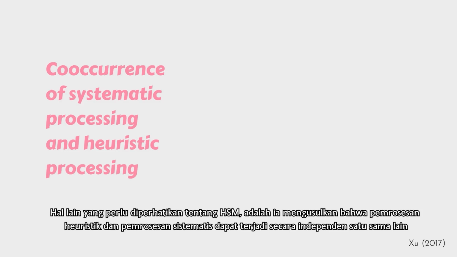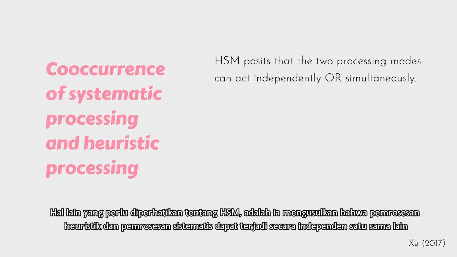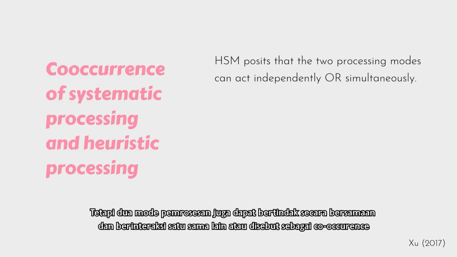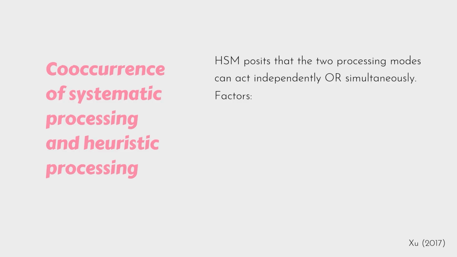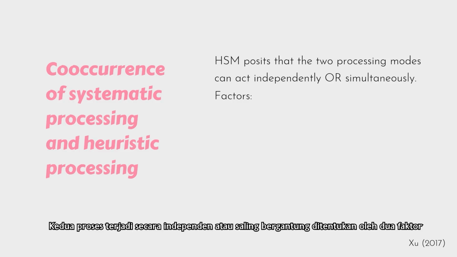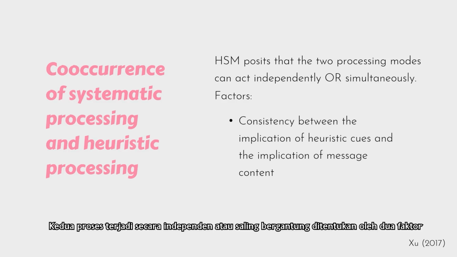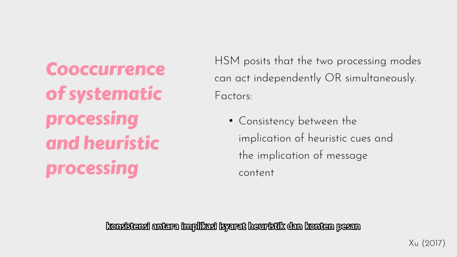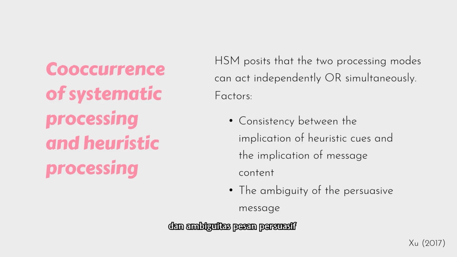Another thing to note about the HSM is that it proposes that both heuristic processing and systematic processing can happen independently of each other. But the two processing modes can also act simultaneously and interact with each other, termed as co-occurrence. Whether the two processes occur independently or interdependently is determined by two factors. First, the consistency between the implication of heuristic cues and message content, and secondly, the ambiguity of the persuasive message.